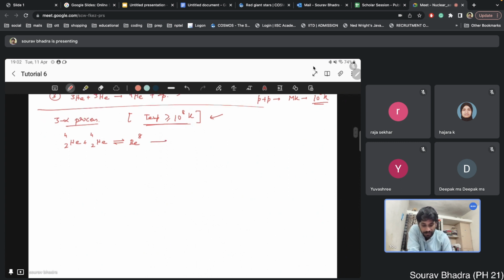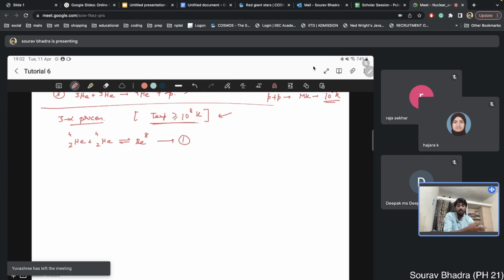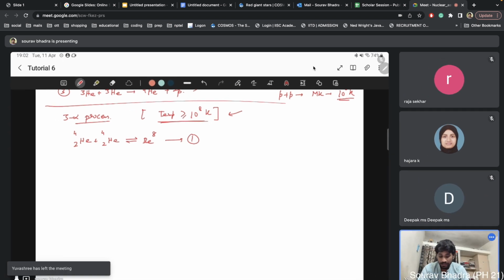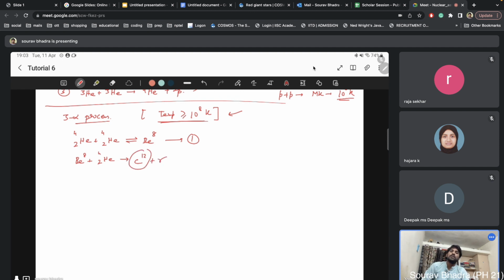Now this is the first stage. One thing can happen: this Be8 can decay again to 2 alpha, and another process can happen, where this Be8 will accept one more helium, and that will create C12 with a gamma. So this is the creation of carbon 12 from the triple alpha process, because here 1, 2 and 3 helium are taking part in this process, and that's why it is called the triple alpha process.